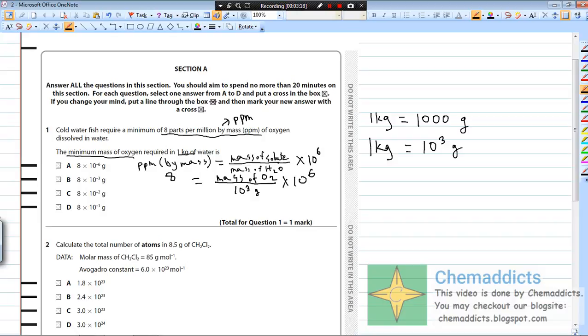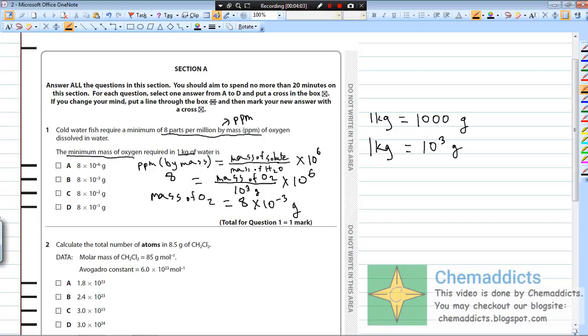And we just simply do the calculation. If we make mass of oxygen the subject, then we will get 8 into 10 to the power minus 3 gram. I know fellas that most of the students might get the answer as A, because most of them made a mistake over here. That's because they didn't convert this kilogram into gram.